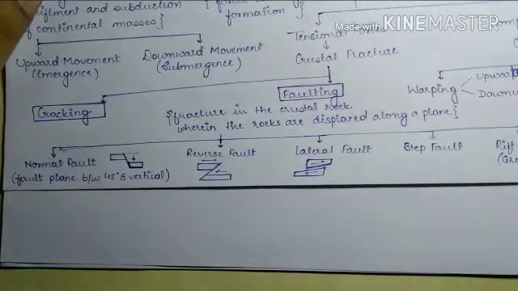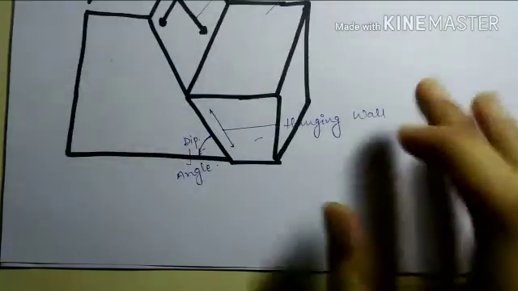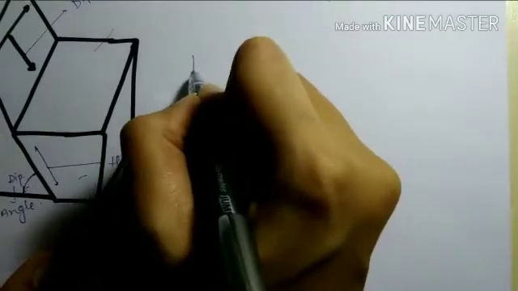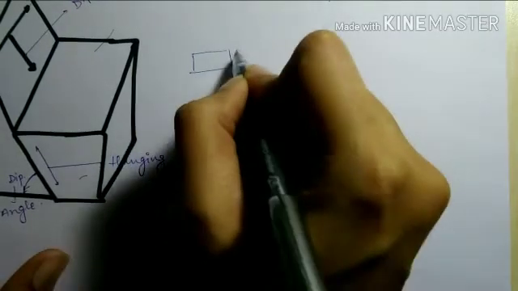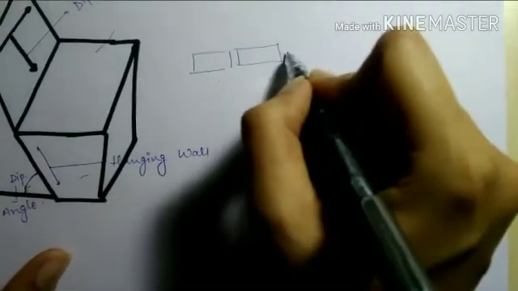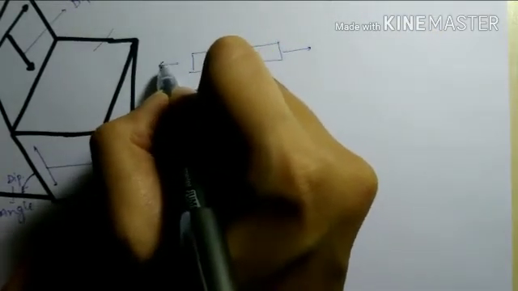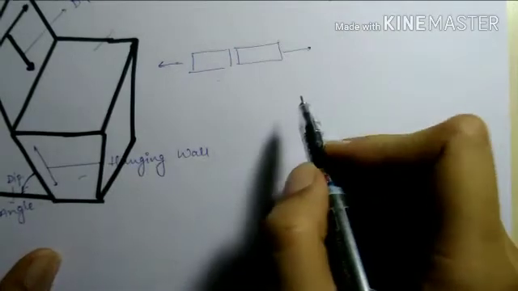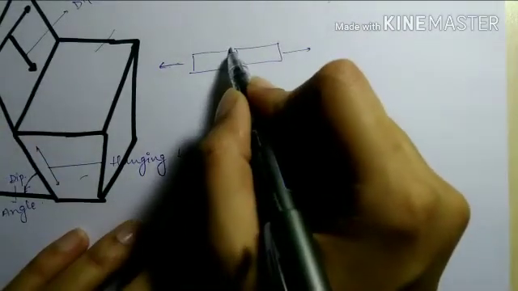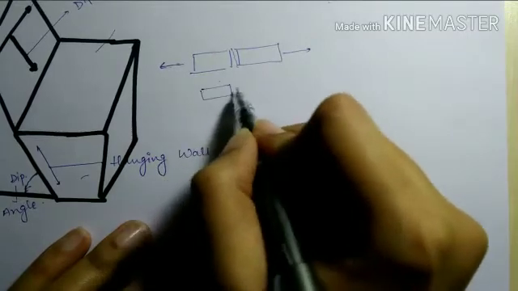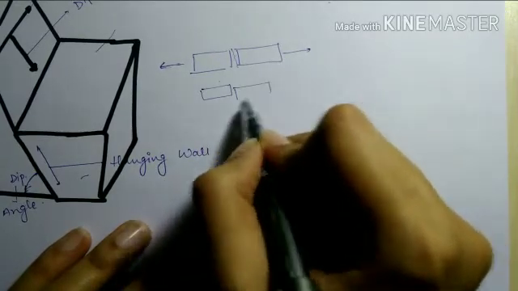The next is our reverse fault. So in reverse fault, what happens is, these are two blocks. In normal fault, the forces are acting in opposite directions to each other. So we'll find a crack, and then these two blocks will slide. One will go upward and other will go downwards.